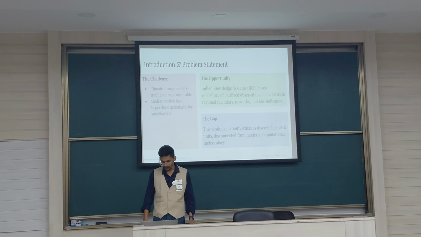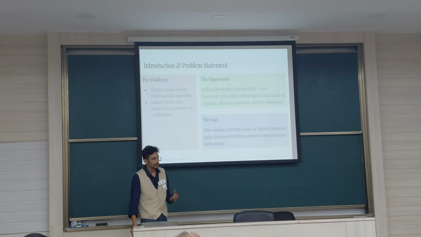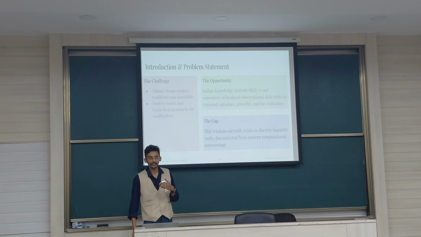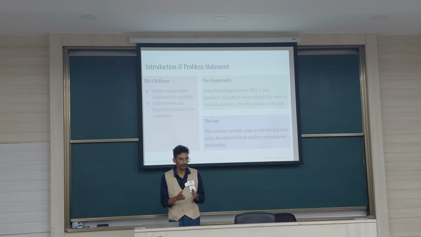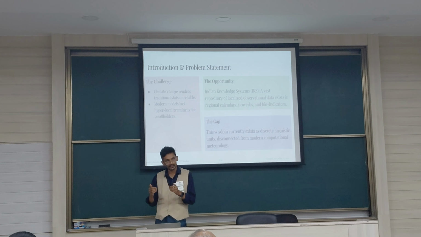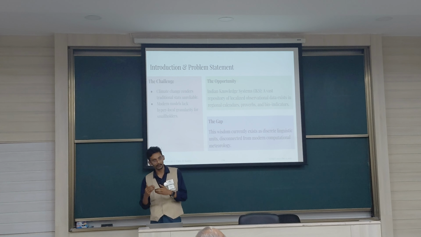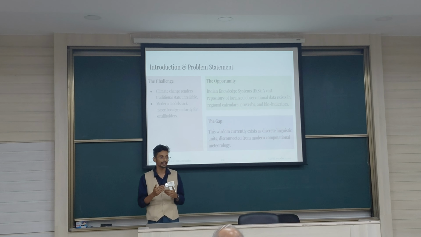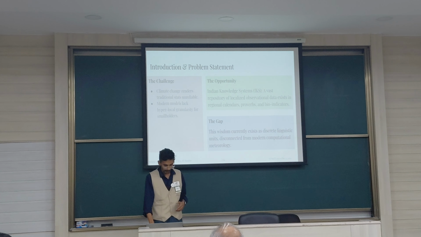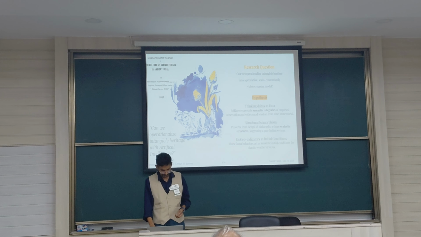So here my target is to use the calendar, as every state has one. With the calendar we also get some folklore. Like in the Magh month, if there is some rain, then the rice cultivation will get that much less or more, for this kind of thing. So I would like to map them using artificial intelligence and deep learning techniques.